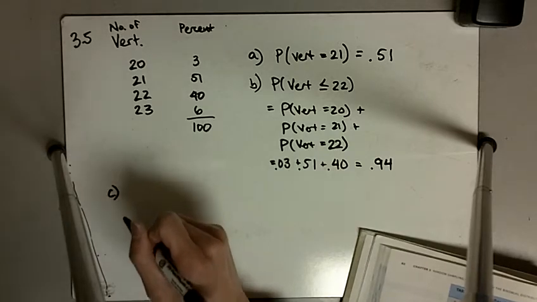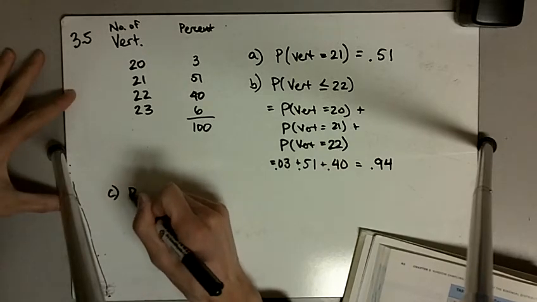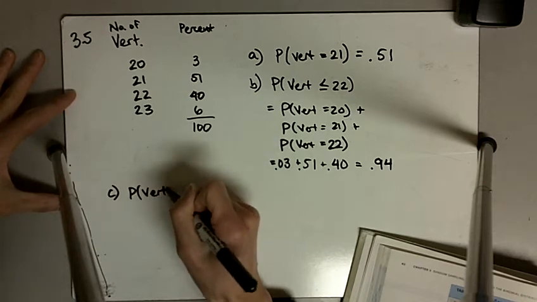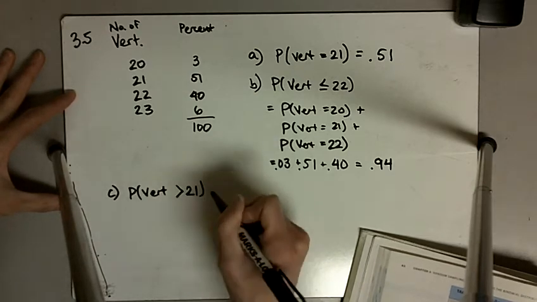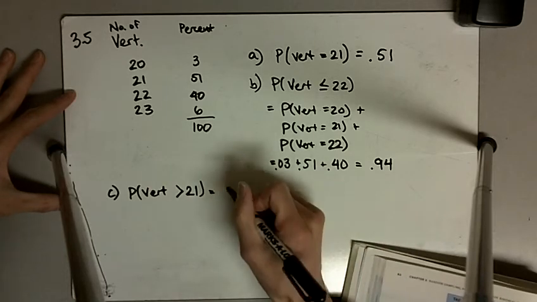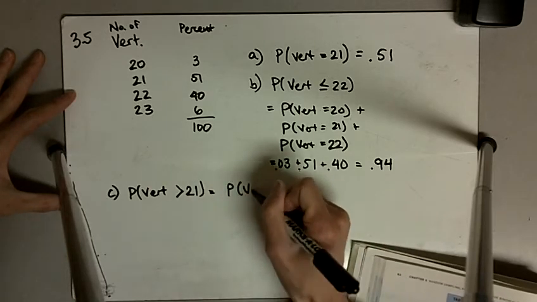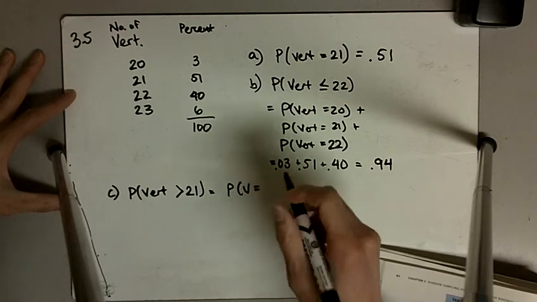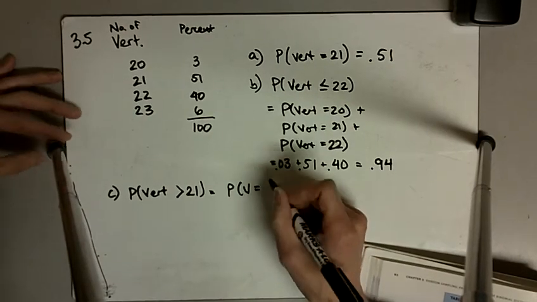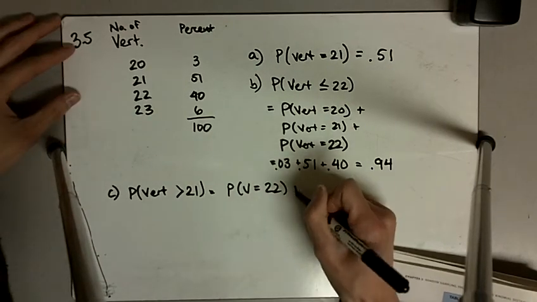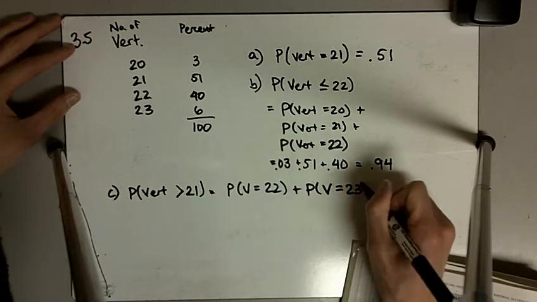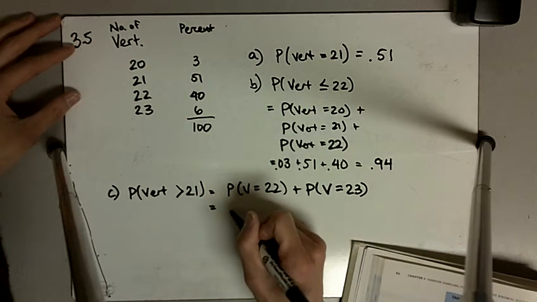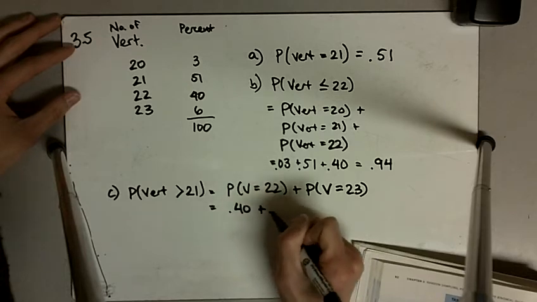C asks, what is the probability that the vertebrae is greater than 21? Greater than 21 will be the probability that the vertebrae, I'm just going to abbreviate it as V, is equal to 22 plus the probability that V is equal to 23. And that is going to be 0.40 plus 0.06.